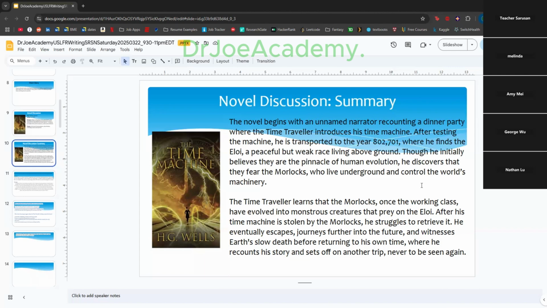So we have our time traveler going into the distant future, or actually very distant future, the year 802,701. So he finds different types of classes. He discovers that there is an Eloi class and a Morlock class. The Morlocks are the ones that live underground and control the world's machinery. They are the working class, and they prey on the Eloi. So yeah, a lot of this just has to do with class division and conflict within these classes.